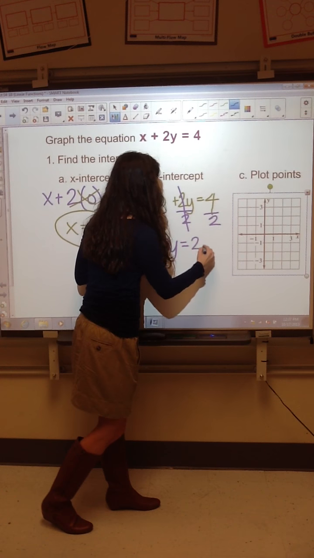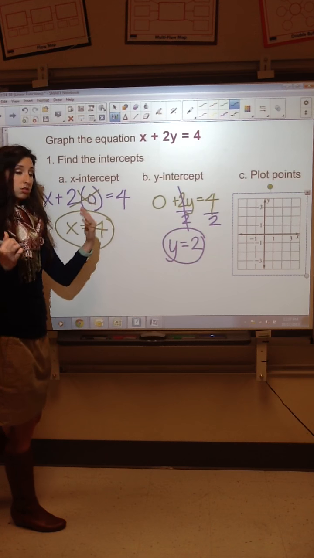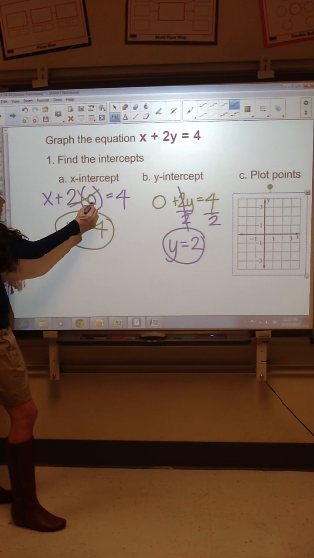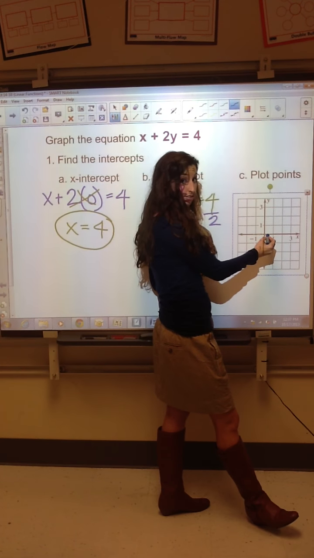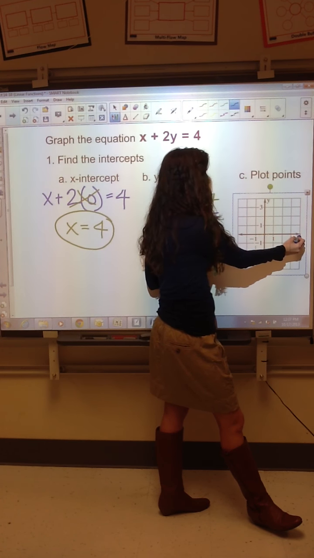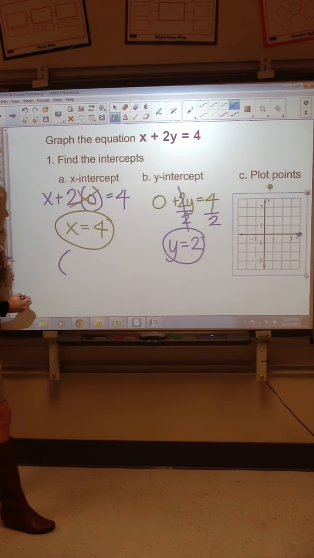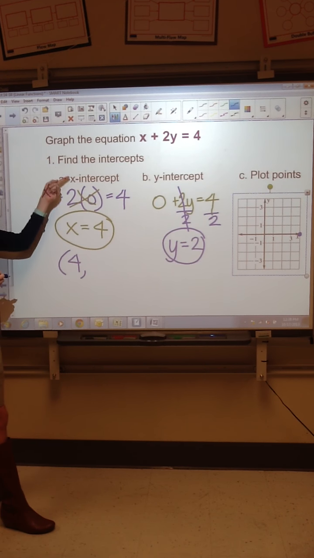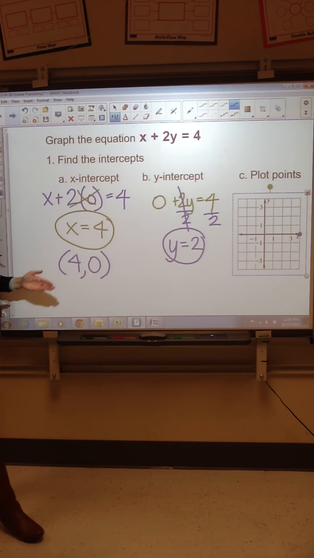Have I found the x-intercept? Have I found the y-intercept? Great. So here's what's going to happen. When x is 4, we know that y was 0. Okay, so I'm going to come over to my graph. I know that x is 4, and y is 0. Put your point. Okay, and then I would like for you to write your coordinate. Because we know our x, it's 4. And if it's an x-intercept, the y is 0. 4, 0. Did I plot it right?